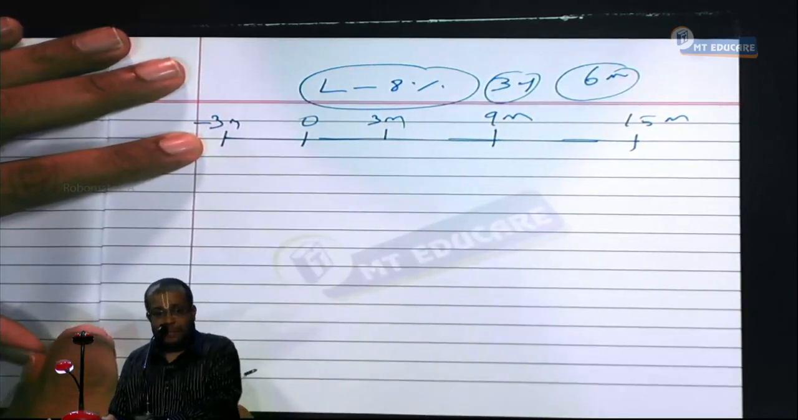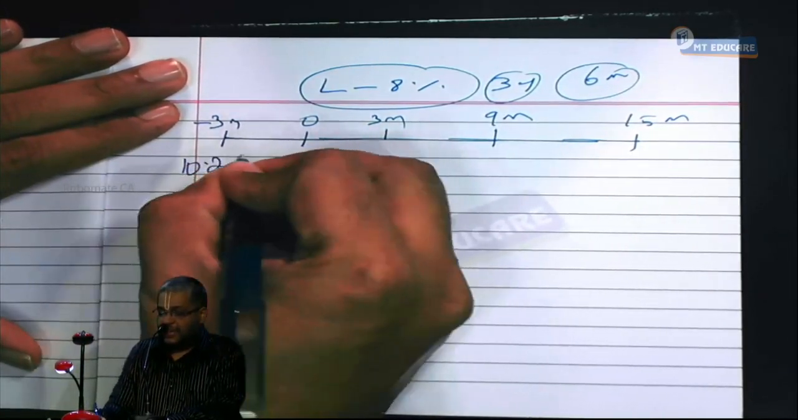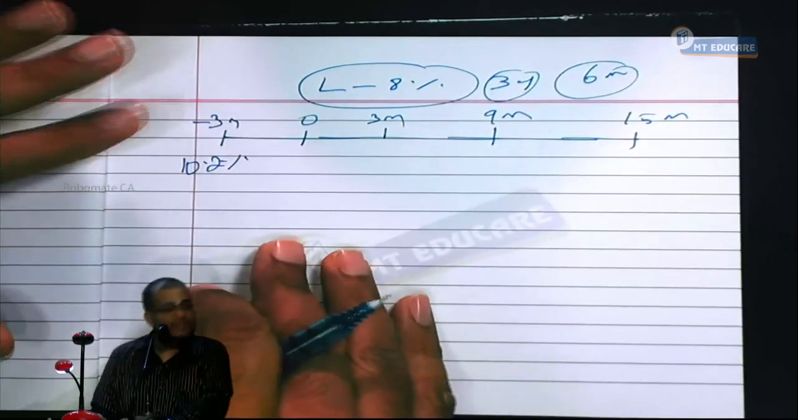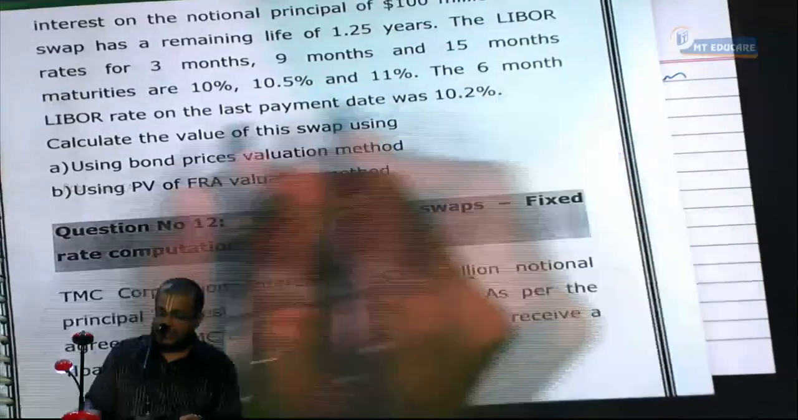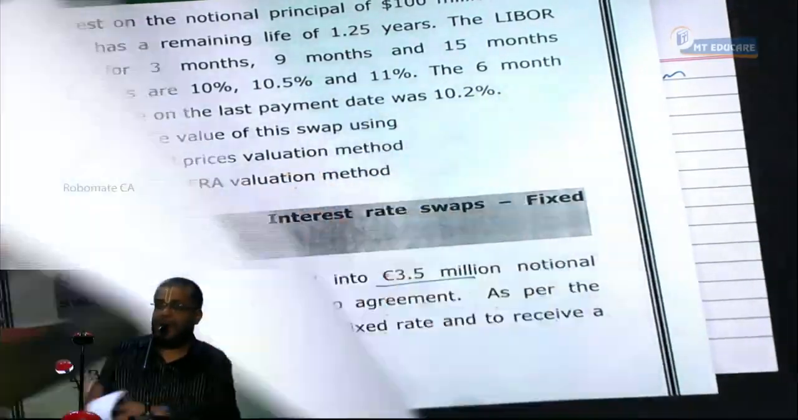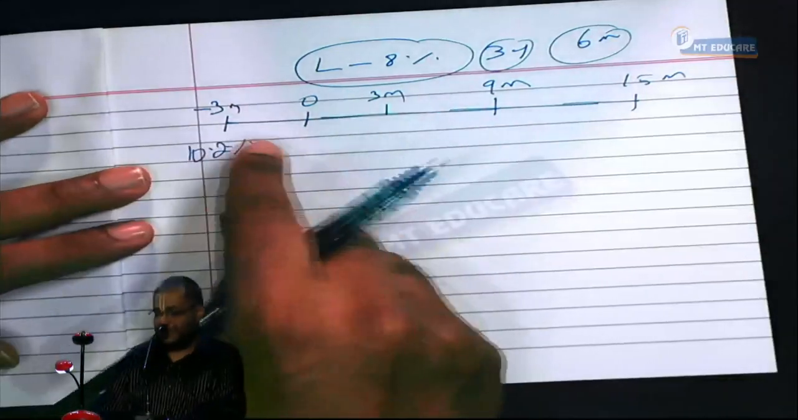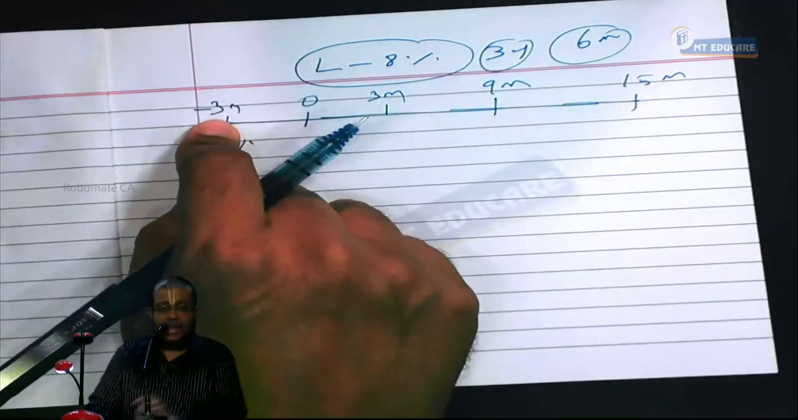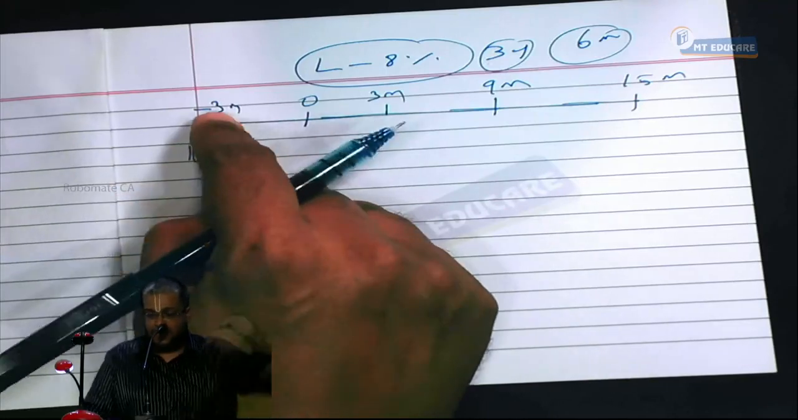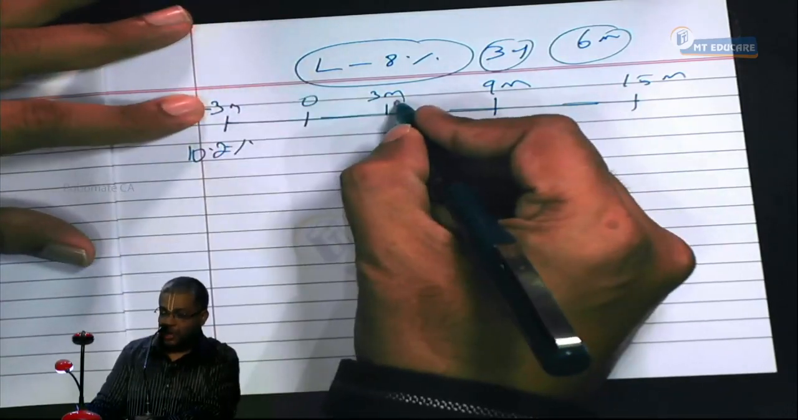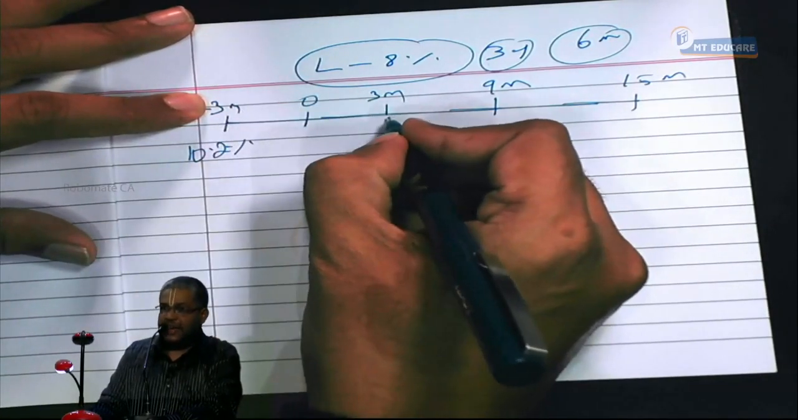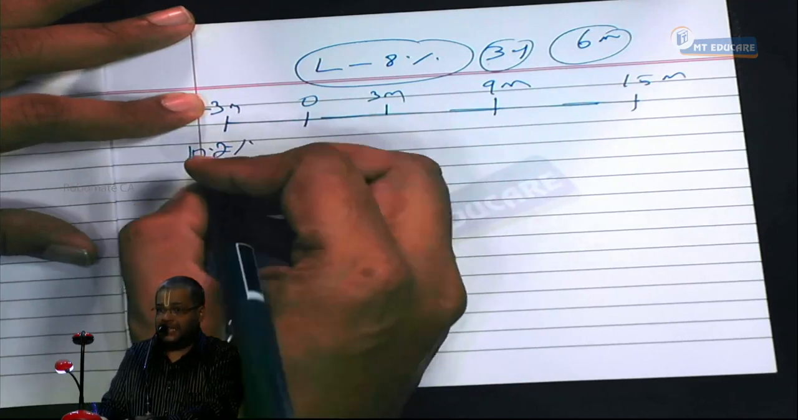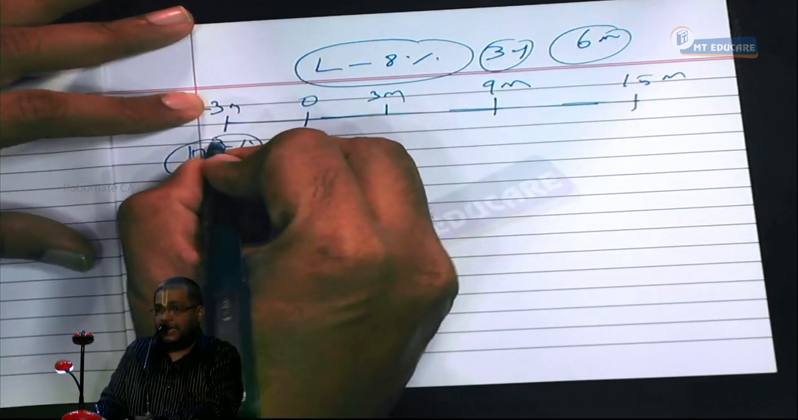So 3 months ago, on the previous reset day, the Libor was given as 10.2%. Now read the question. What has the question said here? The question says the 6 months LIBOR rate on the last payment date is 10.2%. Very simple. In this reset date, what was agreed on the previous reset date would have been settled, and what is going to be paid in the next reset date is determined in the previous reset date. On that day the LIBOR is 10.2%.